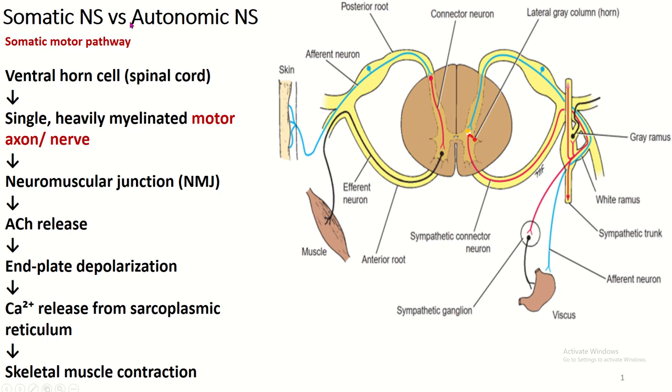Somatic nervous system versus autonomic nervous system, somatic motor pathway. This is the cross section of the spinal cord. This is the H-shaped inner gray matter. This is the outer white matter.